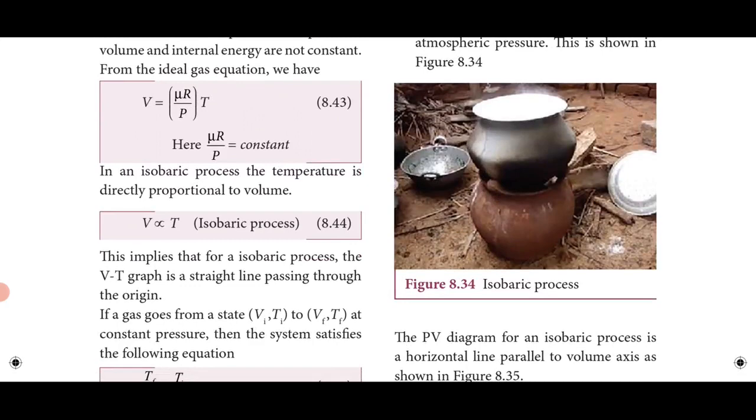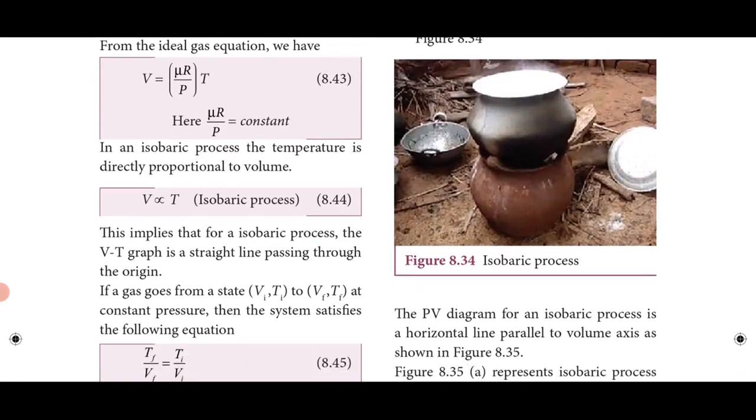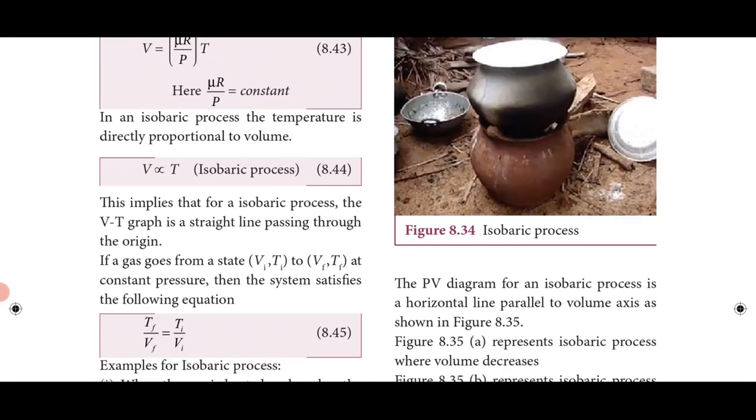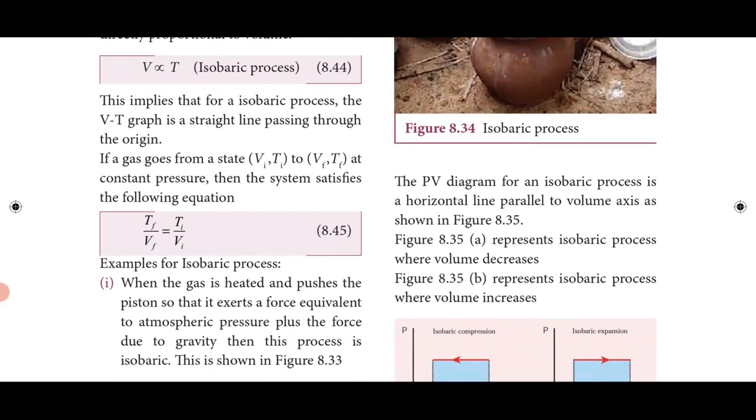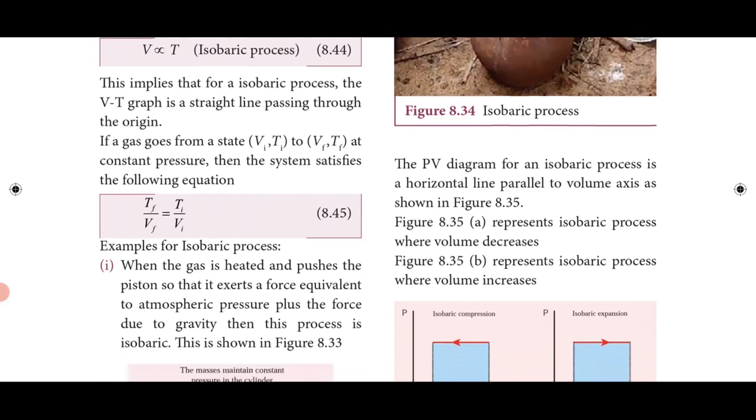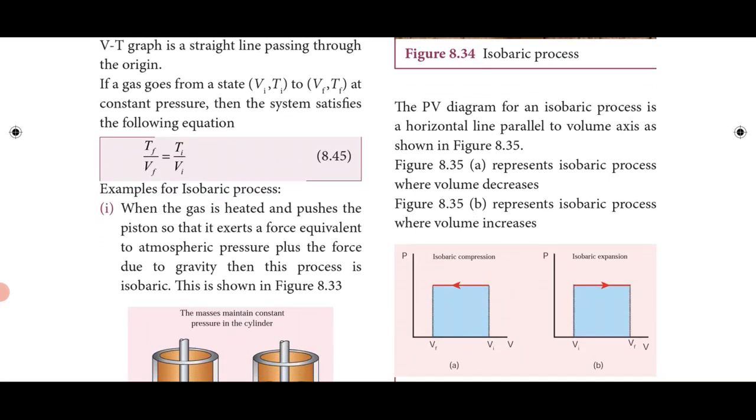From the ideal gas equation, we have V equals mu R by P into T. Here, mu R by P is nothing but a constant. So in an isobaric process, the temperature is directly proportional to the volume. This implies that the isobaric process V-T graph is a straight line passing through the origin. If a gas goes from the initial state VI, TI to the final state VF, TF at constant pressure, the system satisfies the following equation.